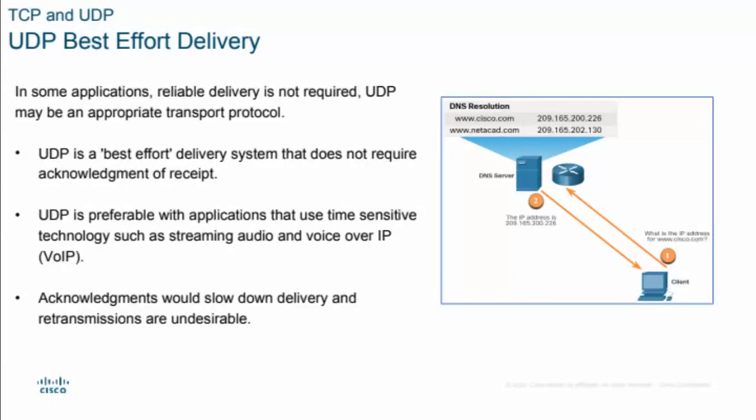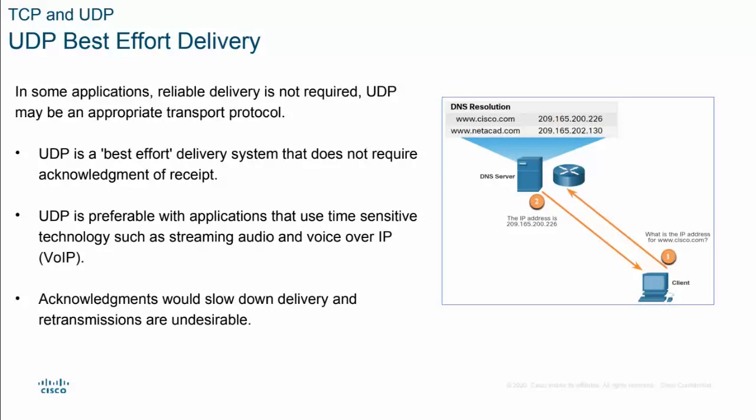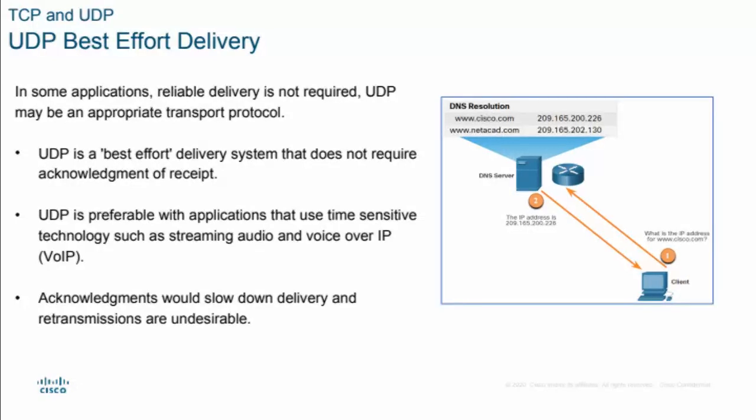So UDP is preferable for applications that use time-sensitive technology. When we ask you about the difference, you need to mention this also. Acknowledgements would slow down delivery, and retransmissions are undesirable. So UDP does not request that. An example for using UDP is time-sensitive applications, such as VoIP. Very good.